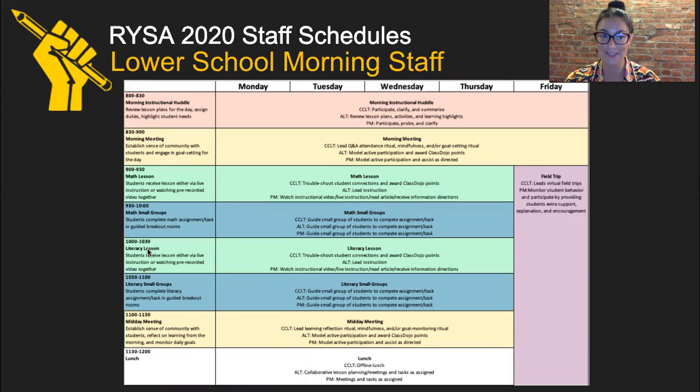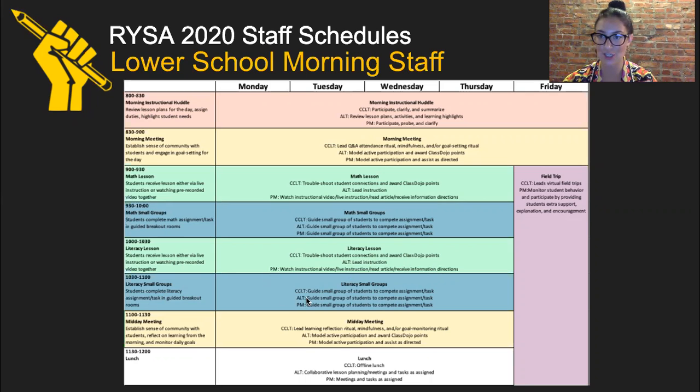Next, you'll notice that literacy follows the same pattern. Starting at 10 a.m., we have a literacy lesson in which a pre-recorded video most likely is delivered by the academic lead teacher. The classroom culture lead teacher is troubleshooting student connections and awarding Class Dojo points and supporting as needed. The peer mentors are watching that instructional video and participating and acting as model students and supporting as directed.